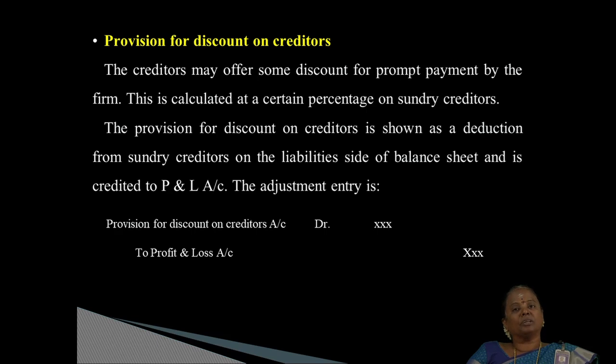Next, provision for discount on creditors. The creditors may offer a discount for prompt payment. So, it is calculated at a percentage on the sundry creditors. It is an income to the business. Hence, it is shown on the credit side of the profit and loss account and deducted from the sundry creditors on the liability side of the balance sheet, because this will reduce the amount of payment due to the creditors. The journal entry is provision for discount on creditors account debit to profit and loss account.